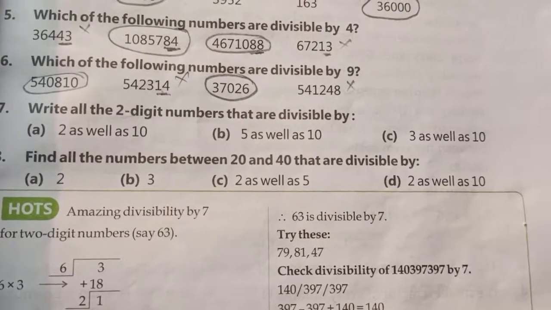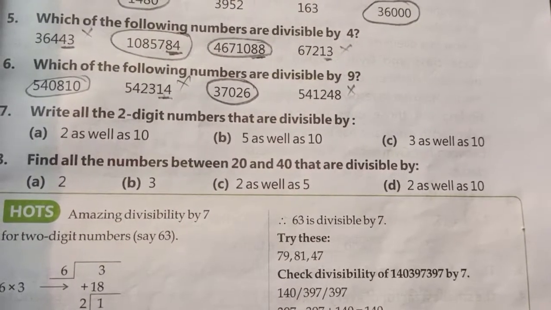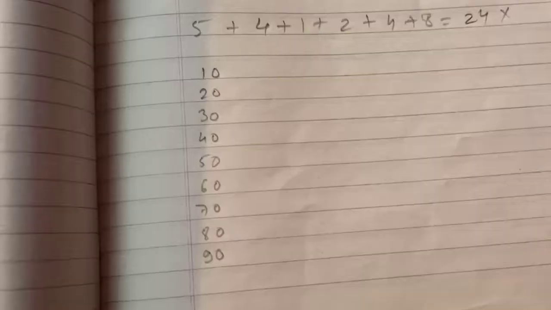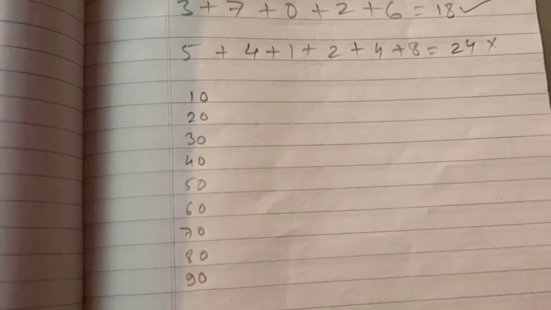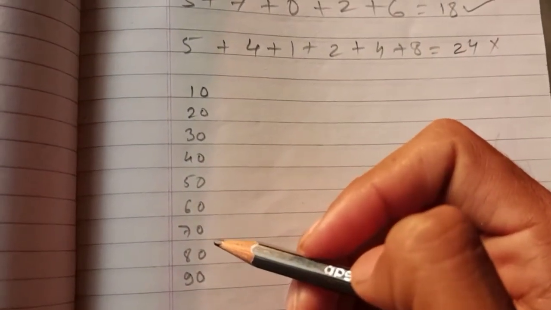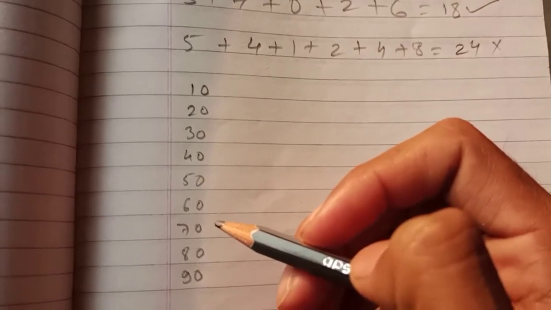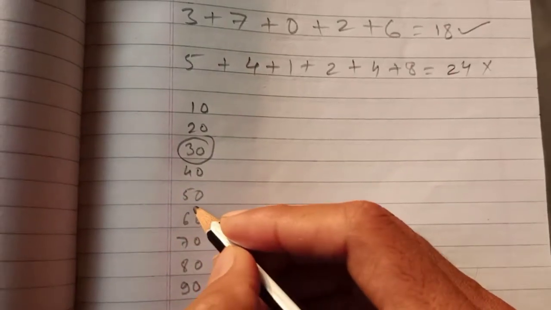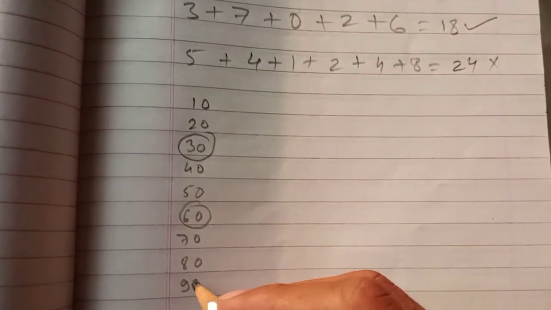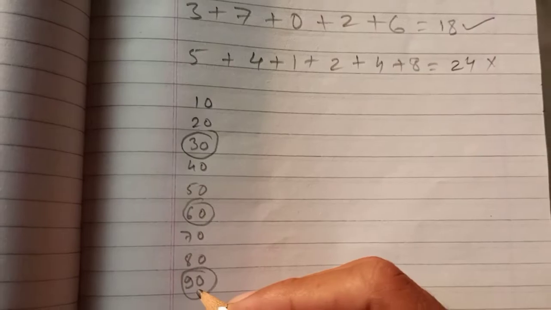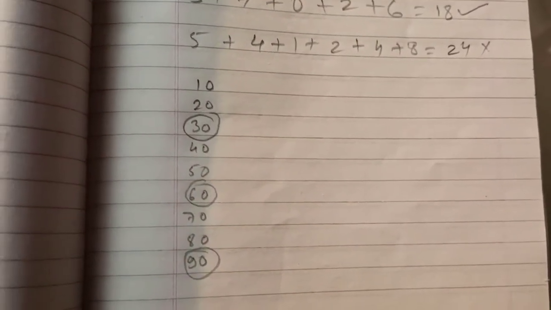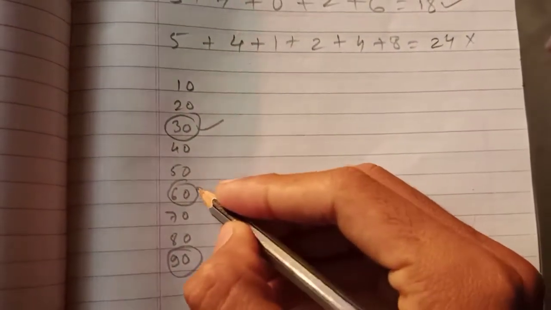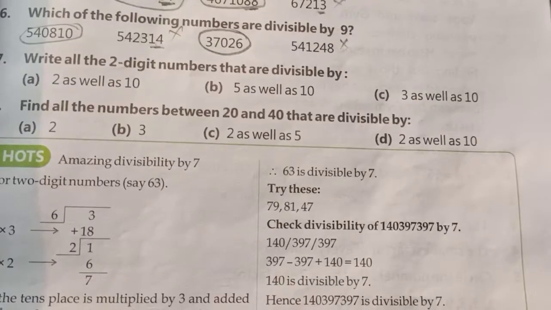Now the third one, 3 as well as 10. Here we have to find out the numbers which are divisible by 3. So this is the answer of the first and second. Now the numbers which are divisible by 3 are 30, 60 and 90. These three numbers are divisible by 3. So these three numbers are the answer of the third one.